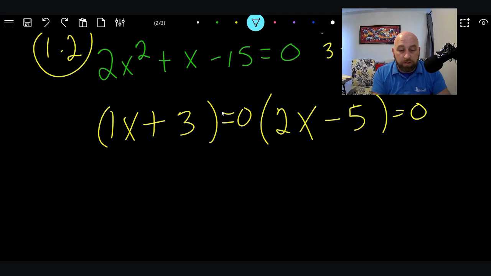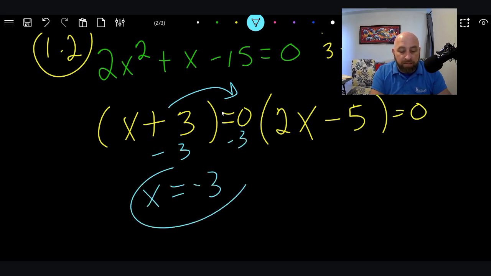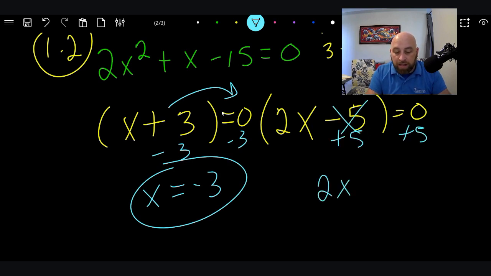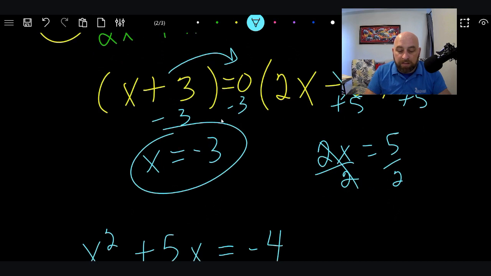So we can get rid of this 1 here. We don't need that. We're going to move the 3 over here, minus 3, and we're going to get x equals -3. That's one solution. Plus 5, we're going to get 2x equals 5. Divide by 2, and we're going to get x equals 5 over 2.